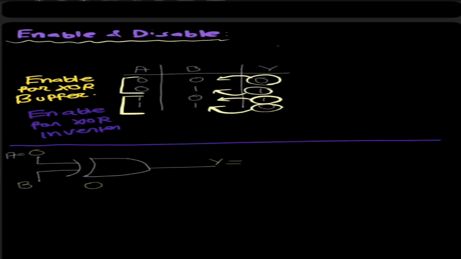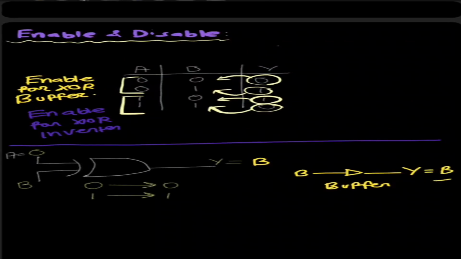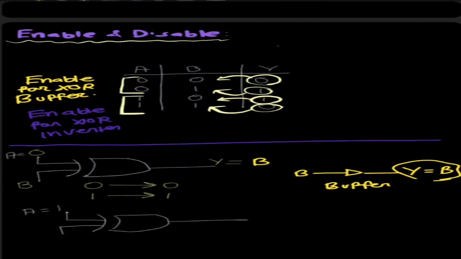First we make an XOR gate. As we know, A is 0 in this case. Yes, B. This is Y. Now when B is 0, we get 0, and when B is 1, we get 1. So we can say that Y is equal to B, and we can make this a buffer, which is also equal to B.